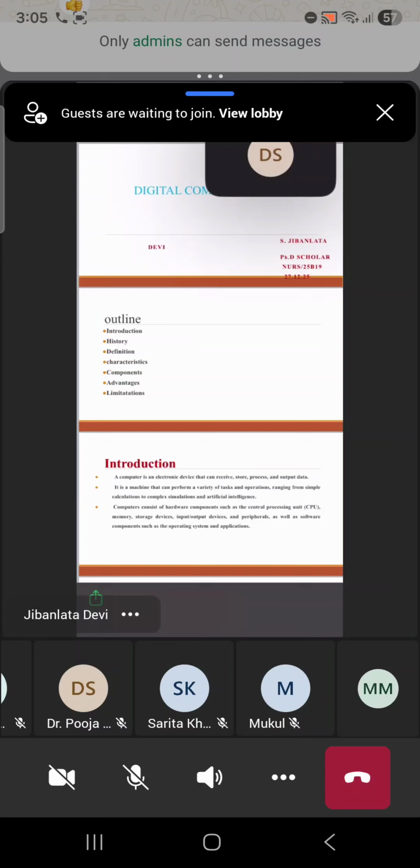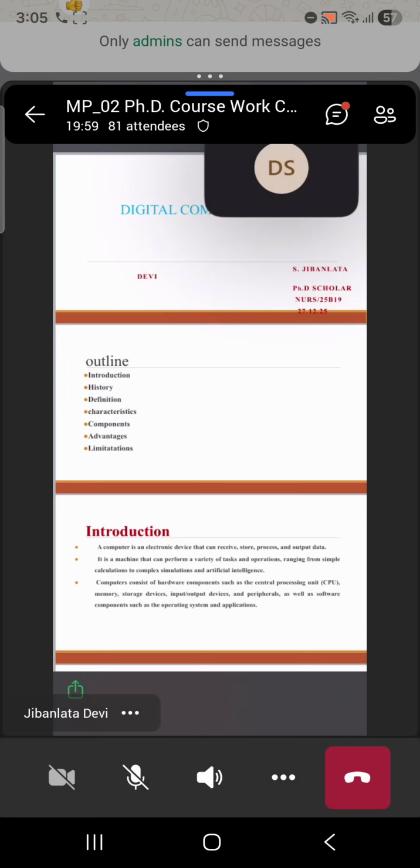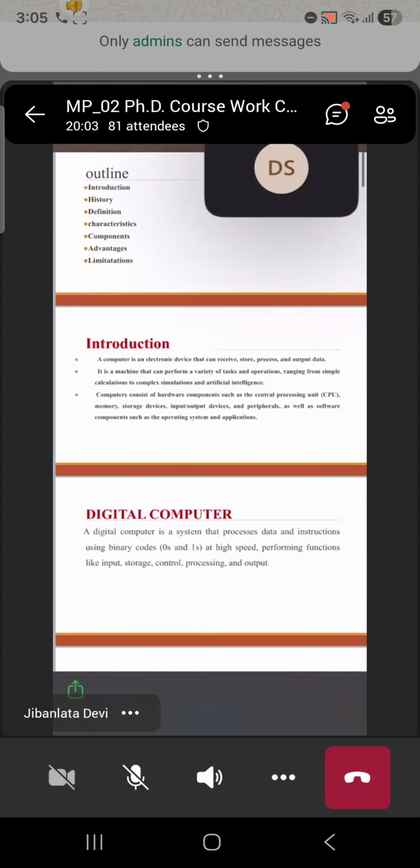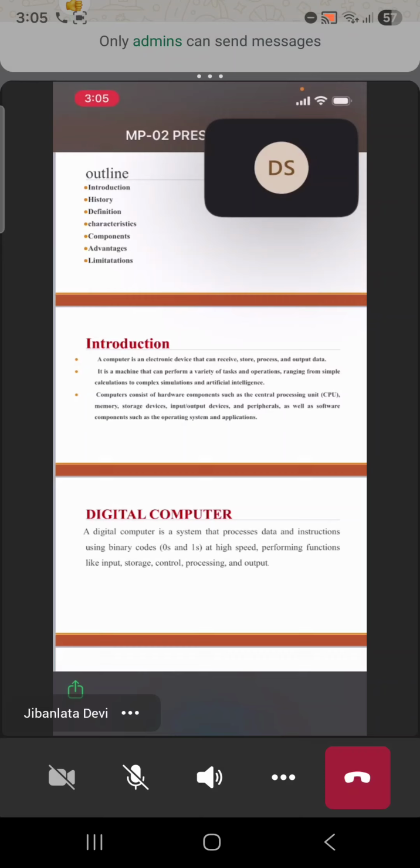So today I'm going to present about digital computers. In this presentation, I will be including the introduction, history, what is a digital computer, characteristics of digital computers, its components, advantages and limitations. So let's come to the introduction part.